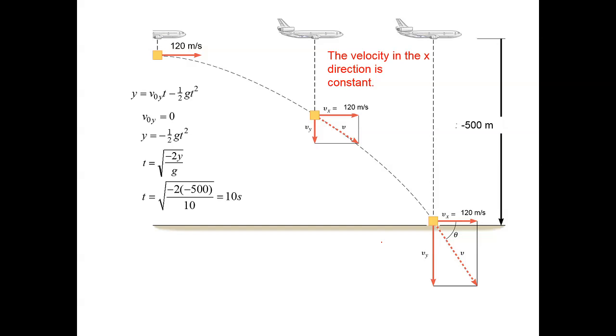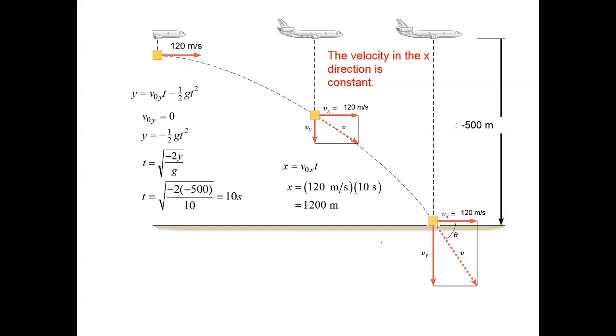Now we switch to the x direction, and here we know that the velocity in the x direction is 120 meters per second. We know that it's flying in the air for 10 seconds, our answer from the previous one. So we can just plug that in. So 120 meters per second times 10 seconds gives us a distance of 1,200 meters. The key is the velocity isn't changing, so the initial velocity is the average velocity.